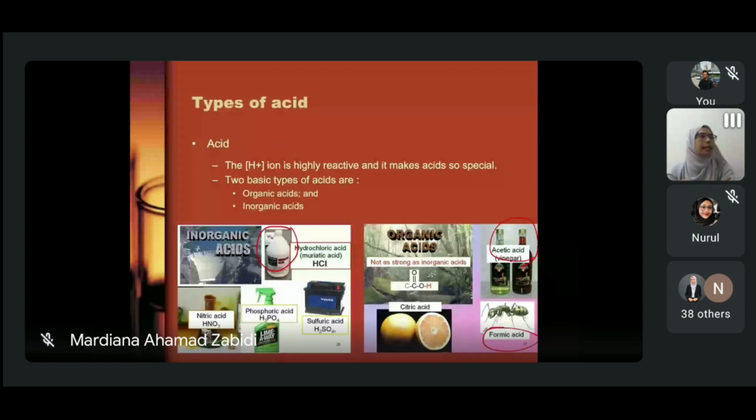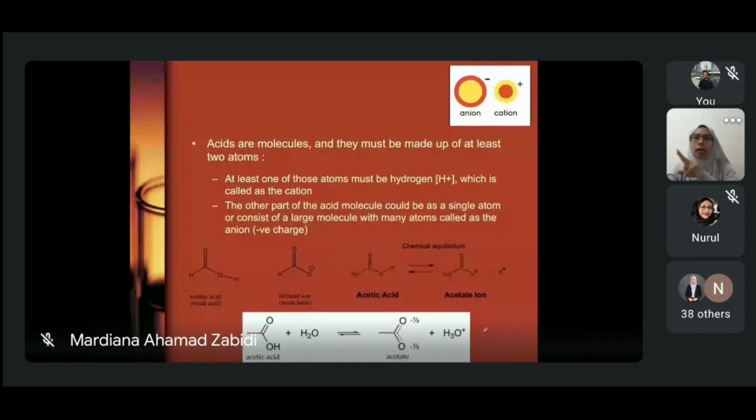Okay, so acids are molecules made up of at least two atoms. One is hydrogen, which is known as the cation, and the other one is the anion. The other part of the acid molecule could be a single atom or consist of a large molecule with many atoms, that is known as the anion, which is negatively charged. Cation, you can see in this picture. Nicely done, they put this picture. Okay, cation is positively charged, and anion is negatively charged.